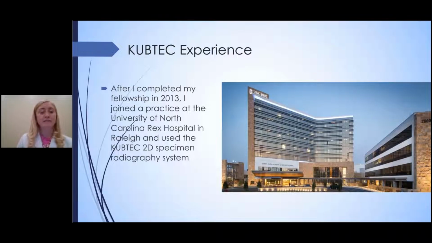And so after fellowship, I went on to join a practice in Raleigh, North Carolina. This was in 2013. So this was the University of North Carolina Rex Hospital. At this hospital, they had the CubTech system in place, and it was the older model, the 2D CubTech system. So I've been using that for at least 8 years there in North Carolina.